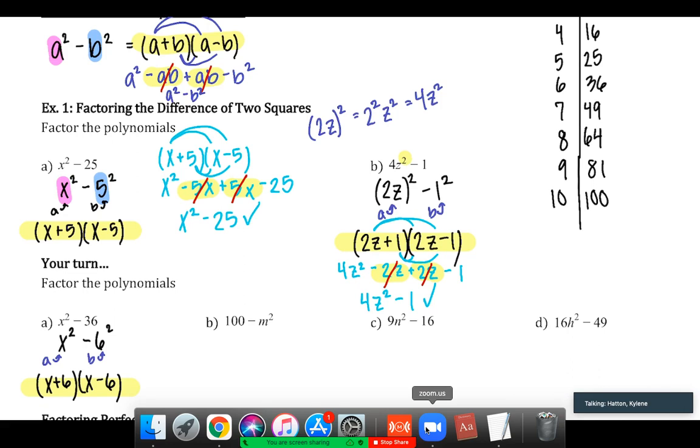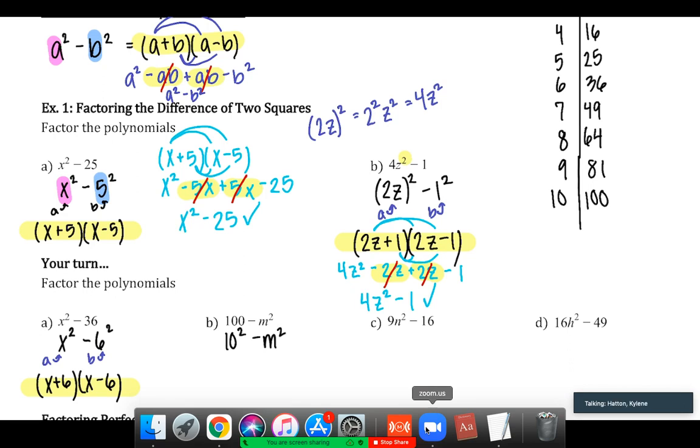And then for B, I want to talk about it, because it seems straightforward enough, but there's a kind of mistake that gets made sometimes when the number part comes first before the variable part. So what could I rewrite the 100 as? 10 squared? Yeah. So 100 I can rewrite as 10 squared and then minus m squared.